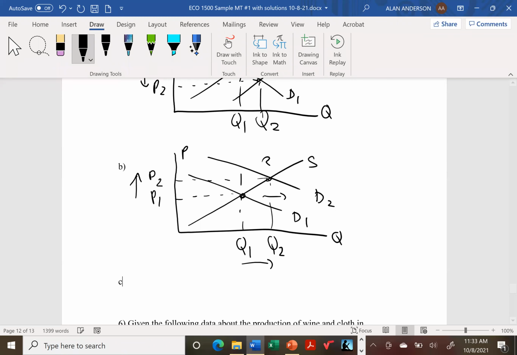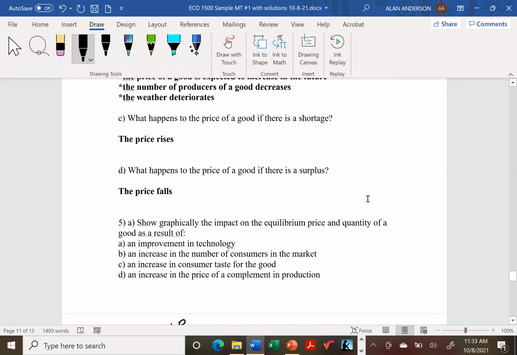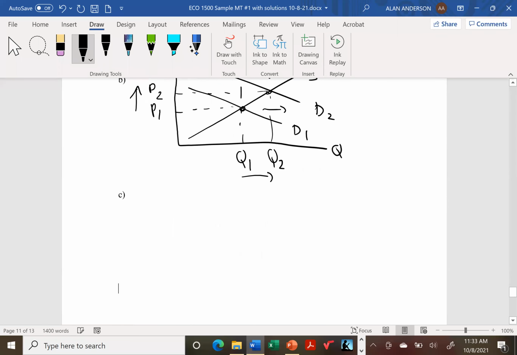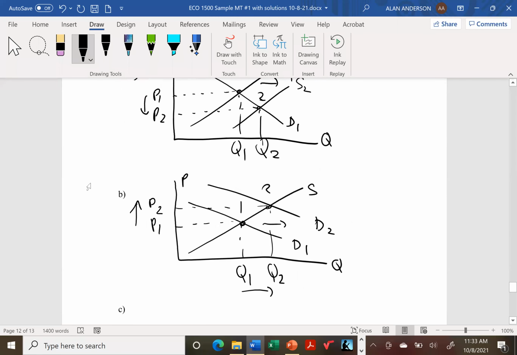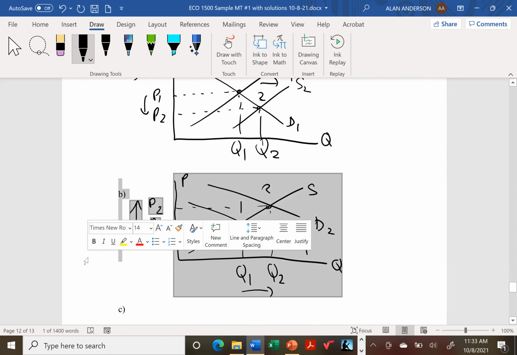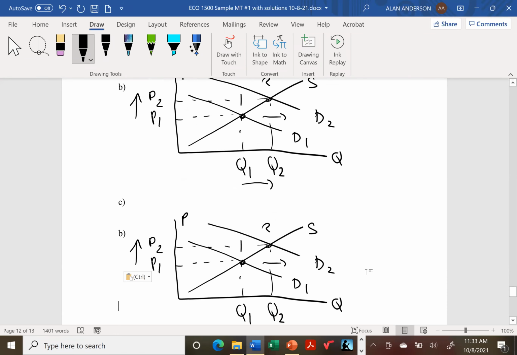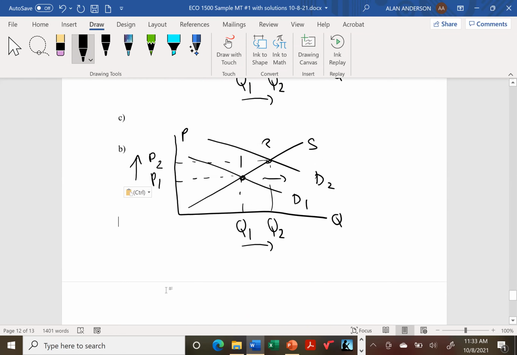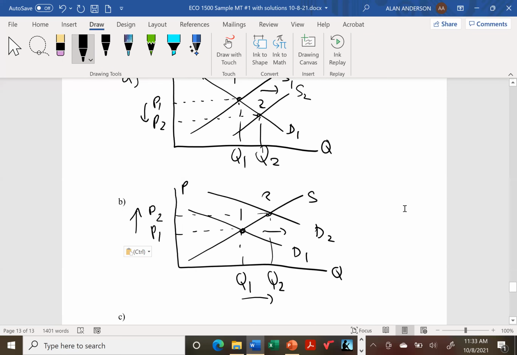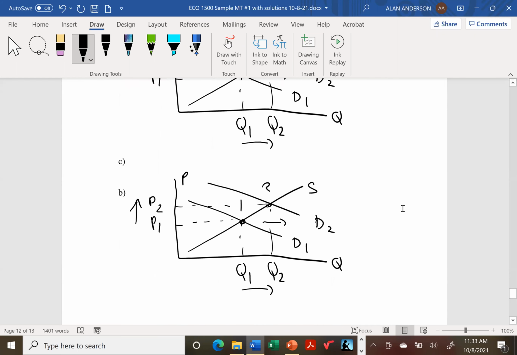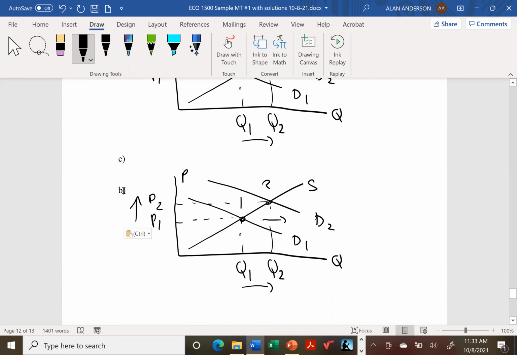In part C, we're being told that there's an increase in consumer tastes. So C and D are identical to each other. In fact, I'm actually going to just copy this picture. That's the nice thing about doing this on Word instead of the blackboard, or the whiteboard. There's an increase in demand because consumer tastes went up. People want more of this product for whatever reason.